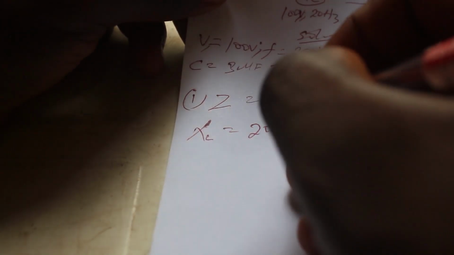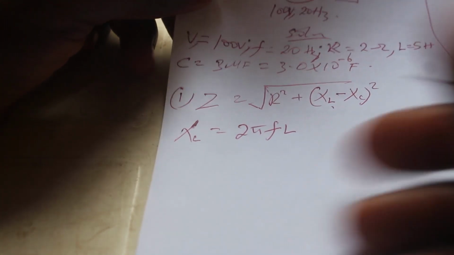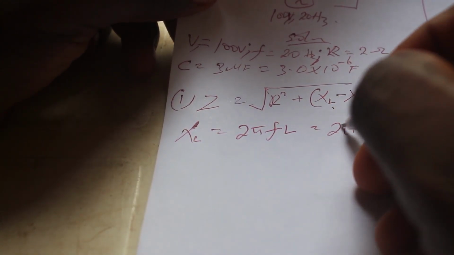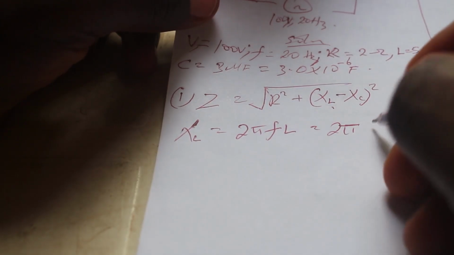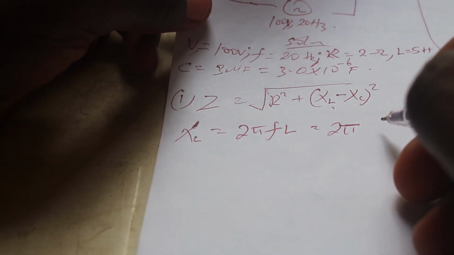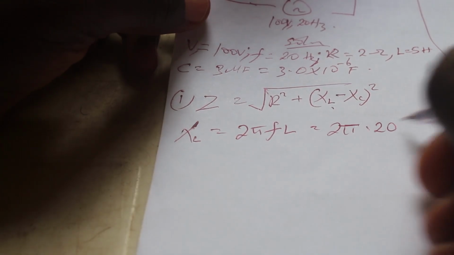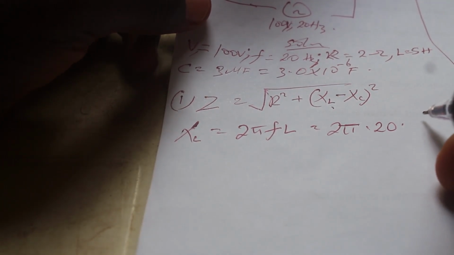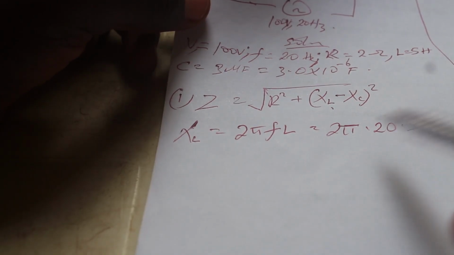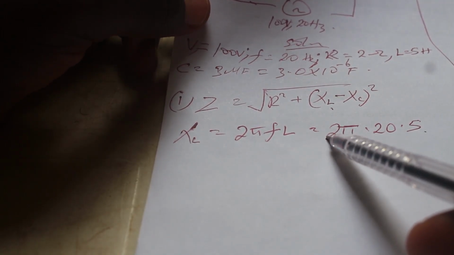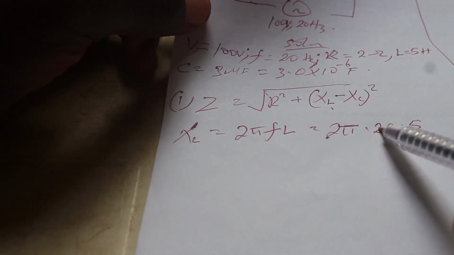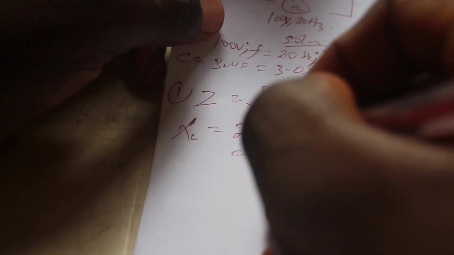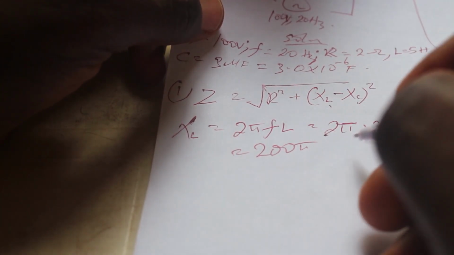So what is the formula for inductive reactance? It's 2 pi FL, and that is 2 pi multiplied by F, which is 20, multiplied by L, which is 5. That gives us 2 times 5 is 10, 10 times 20, 200, and that gives us 200 pi ohms.